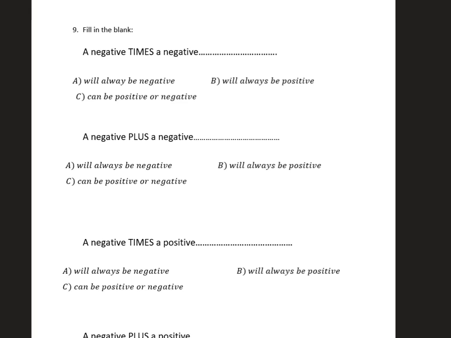So the first part of problem number 9 says a negative times a negative. Remember, if we draw our little face here, if we have 2 negatives, the answer will always be positive when you're multiplying. Now, when you have a negative plus a negative, if I'm taking a bunch of negatives, adding them to more negatives, my answer again will always be negative.